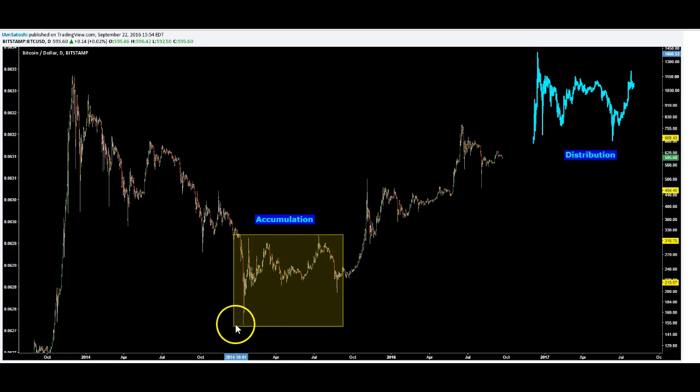Again, here it's just sideways. There's a clear ceiling and floor. You get a higher low, and then you break the ceiling. So here you would look for a clear ceiling and floor, and you break the floor, and then you fall down into the beginning of the downtrend.